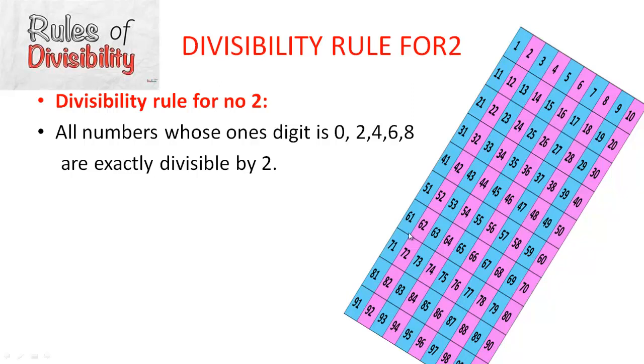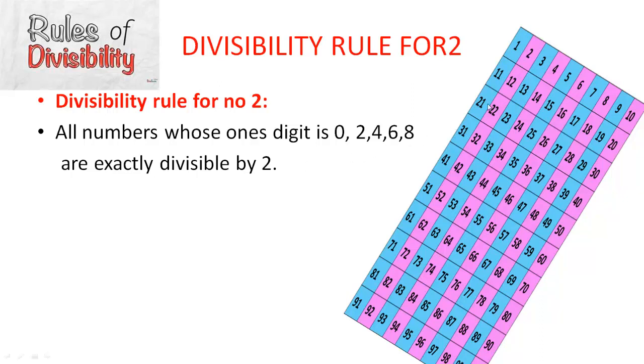Divisibility rule for the number 2. There are some rules which will help us decide quickly if a given number is exactly divisible by 2, 3 or 5. The chart shows the divisibility rule for the number 2. All numbers whose ones digit is 0, 2, 4, 6, 8 are exactly divisible by 2. All even numbers are exactly divisible by 2.